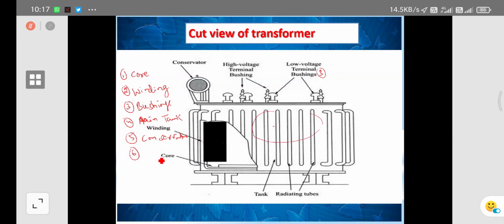The sixth one is the transformer oil. This is the main tank here. Next are the radiators. There are radiator tubes, and the radiator tubes are cooling tubes.